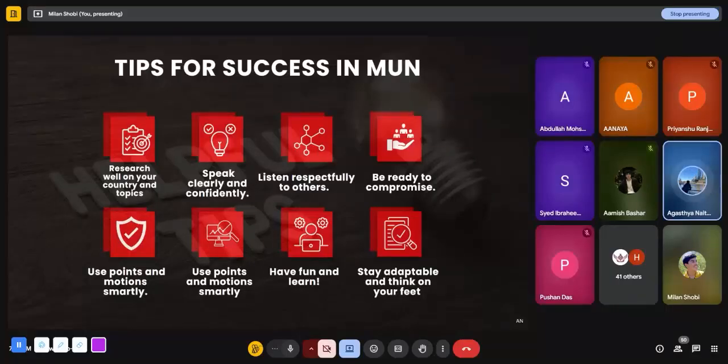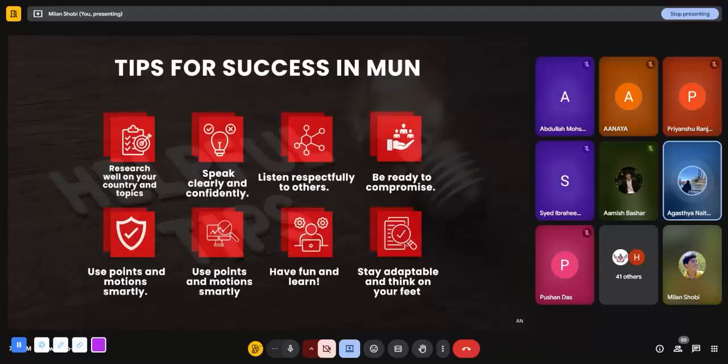Then be ready to compromise. Diplomacy is about negotiation and not domination. You won't always get everything you want in a resolution. So just be flexible and adjust properly. One should find common ground with delegates and be willing to adjust their clauses or language.